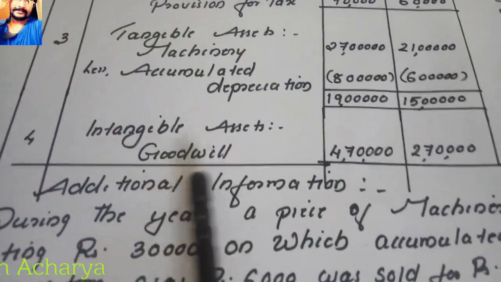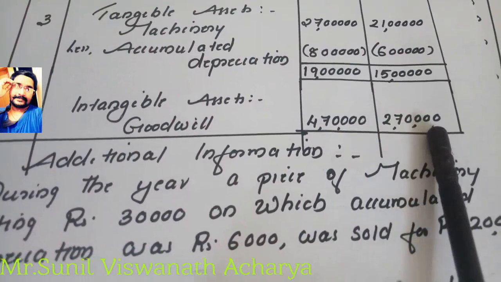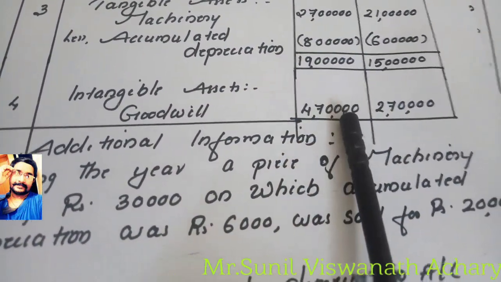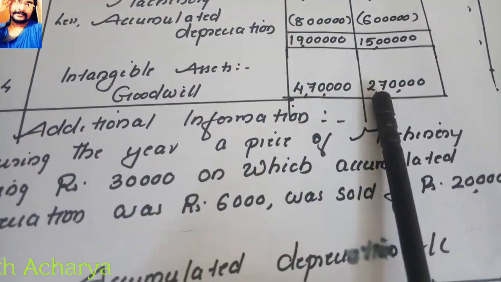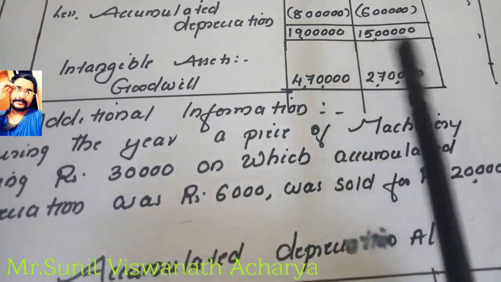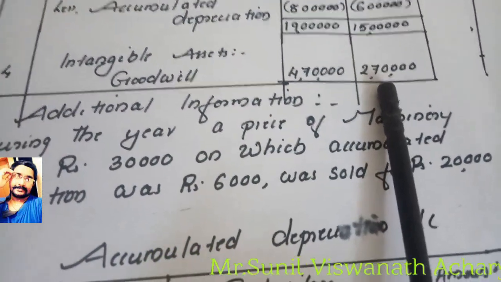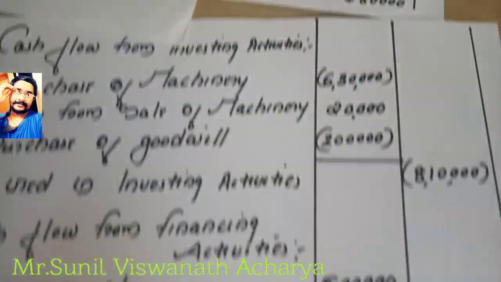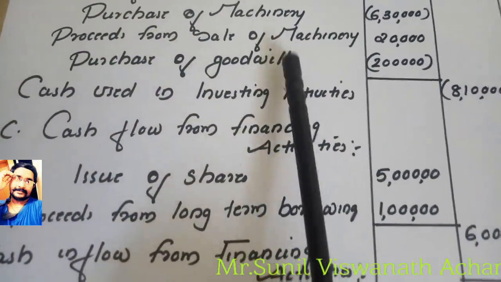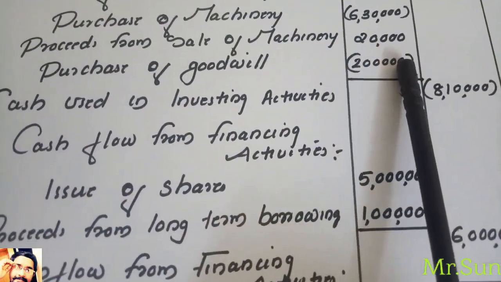Intangible asset, goodwill. One item is goodwill given. First year it was 2,70,000, second year it is 4,70,000. It means increase. Goodwill, any intangible asset increase, it is investing activity; decrease, it is amortization, a non-cash expense. Keep in mind, okay. So 2 lakh rupees goodwill we purchased this year. So we will write here purchase of goodwill 2 lakhs.